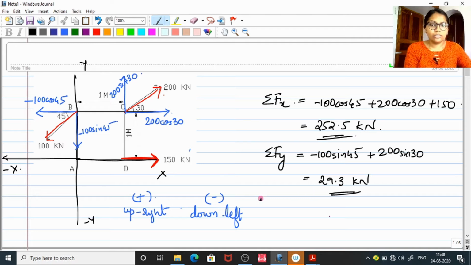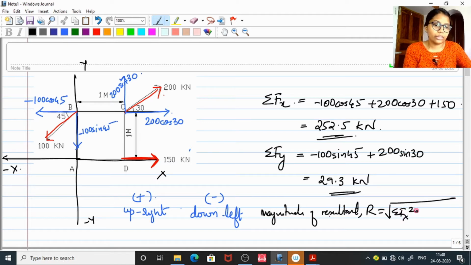Okay, now the resultant force. The magnitude of the resultant force R is equal to the root of sigma Fx squared plus sigma Fy squared, the same formula which we had in the previous video. Just substitute them, square up and add, and take the root. Okay, so the value is about 254.2 kilonewton.